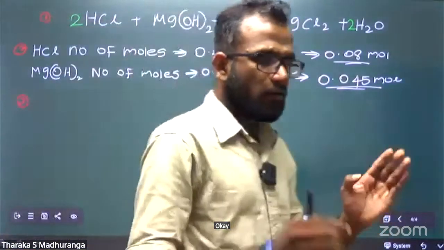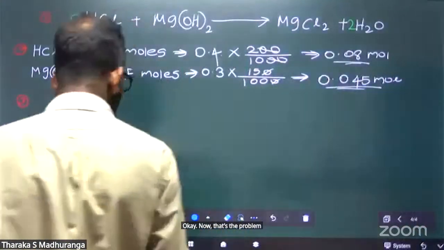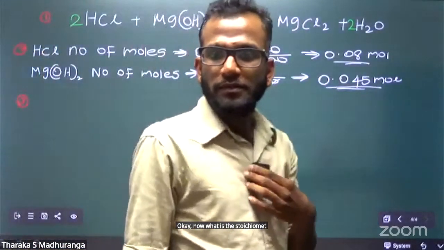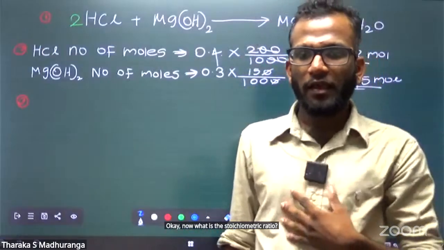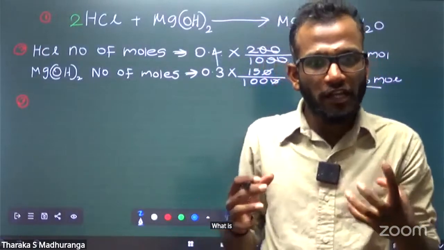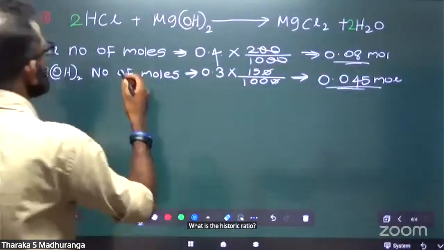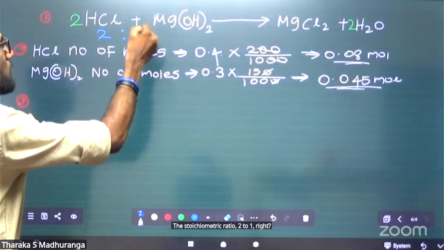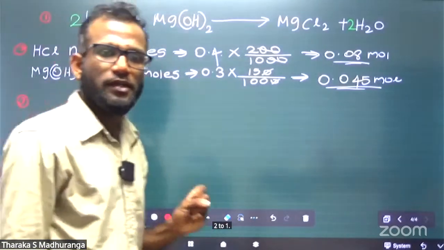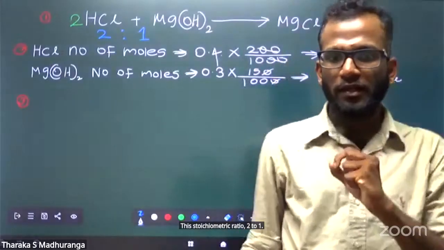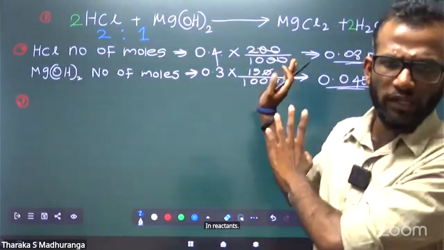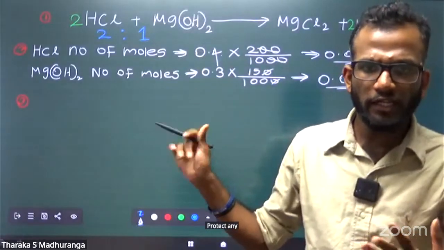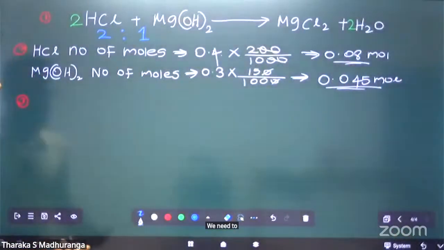Okay, now that's the problem. This is the point you need to understand. Now, what is the stoichiometric ratio? The stoichiometric ratio is 2 to 1, right? In reactants, products we don't need, only reactants we need to consider.